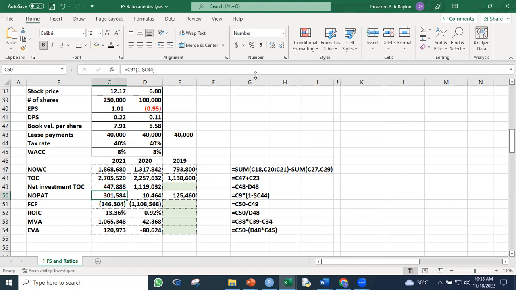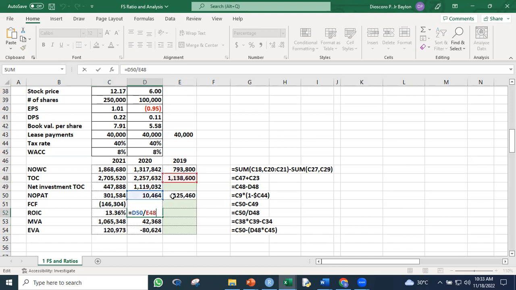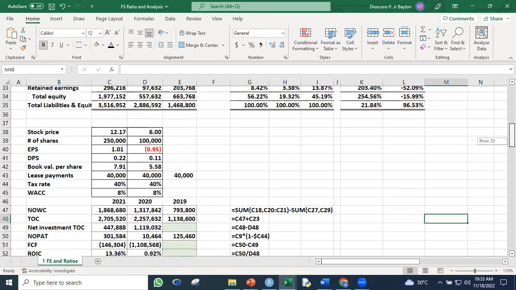And then very important, the ROIC, the return on invested capital, which tells us if the company was able to create value for the shareholders. How do we compute the ROIC? Simply, it's the NOPAT divided by the beginning total operating capital, so we're using the beginning value here. In 2021 it was 13.36. In 2020 it was 0.92.